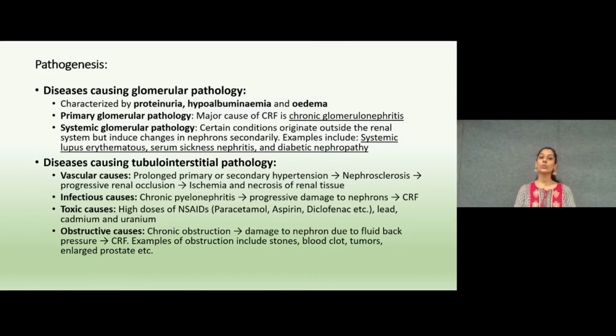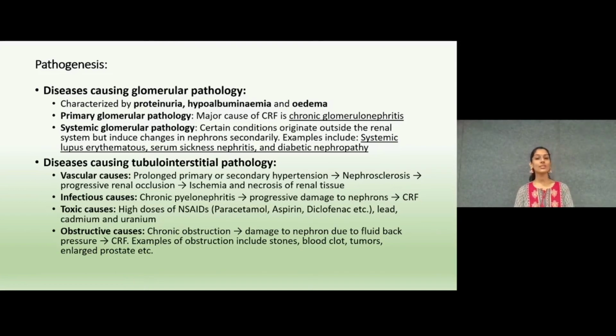It can lead to glomerular damage, right? That is systemic glomerular pathology. Then serum sickness, nephritis and diabetic nephropathy. All of these can lead to chronic renal failure. Then diseases causing tubular interstitial pathology, that is, damaging the tubular interstitial cells. For that, the causes are vascular causes, infectious causes, toxic causes or obstructive causes.